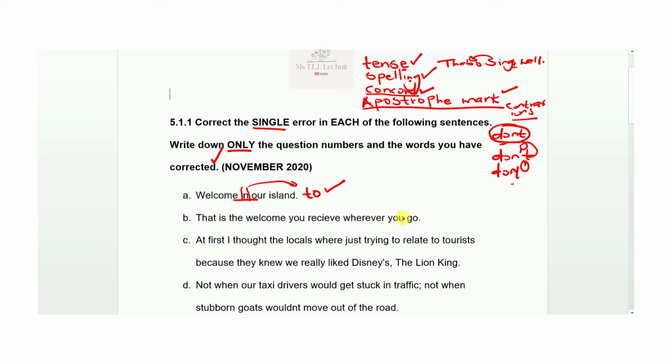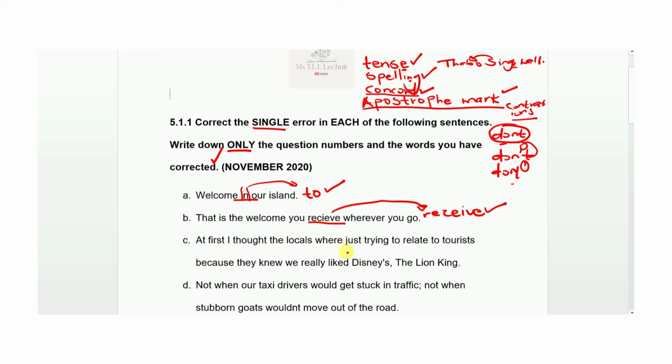"That is the welcome you receive where you go." Remember, I said you check tense, you check spelling, you check concord. So if the sentence flows, automatically I know concord is intact. There's no need for me to correct concord. Therefore, I'm left with either tense, spelling or the use of an apostrophe. "That is the welcome you receive wherever you go." Now, when I check all these words' spelling, I pick up a spelling error. This is not how you actually spell the word "receive." So the issue in the sentence was actually spelling, and here I'm going to correct it to have the word what? "Receive," and that's how you collect your mark.